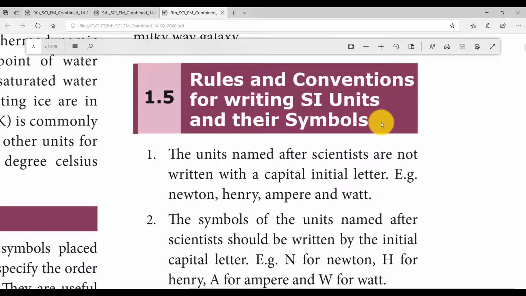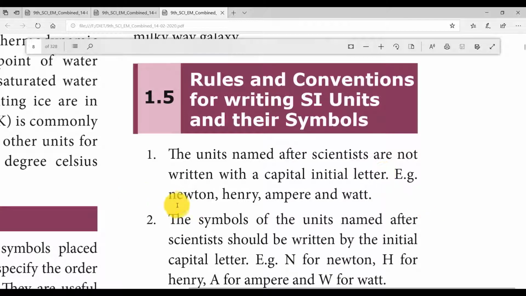Rules and conventions for writing SI units and their symbols. The units named after scientists are not written with a capital letter. You can write your name in capital letters in the examination. When you fill up the application form and in all other places, we use capital letters for our own name. But when you write the names of the units named after scientists, you should not use capital letters.